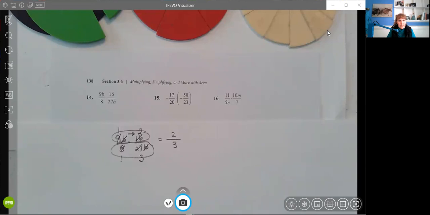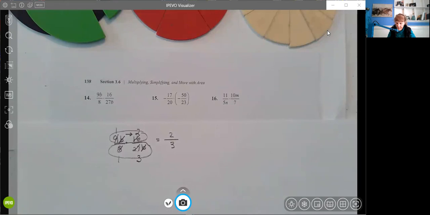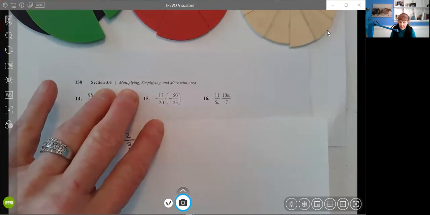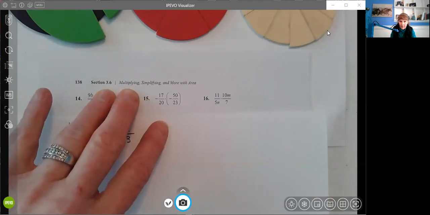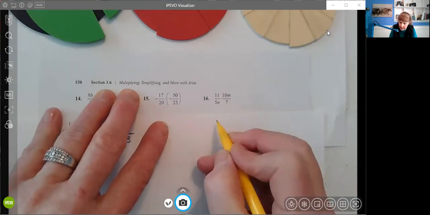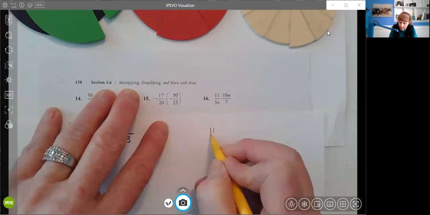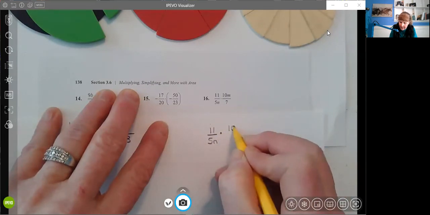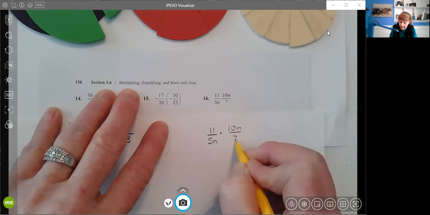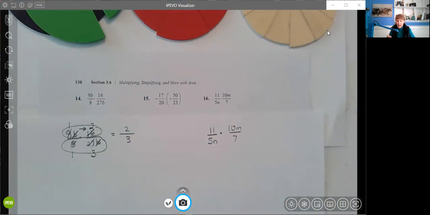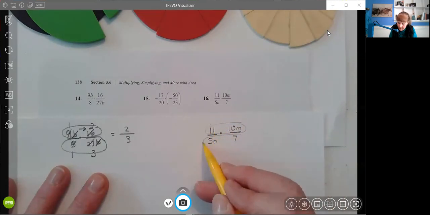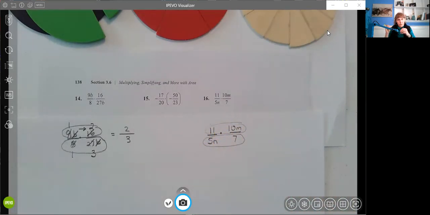Let's look at 16 because it also has some variables, just in case. Because, you know, if you understand, you don't have to watch the video anymore. But in case you want a few more practice, let's do that. I have 11 over 5n times 10m over 7. What about this one? Well, let's reduce anything here. Is there something that goes into those that would also go into these? Because reducing, you divide.